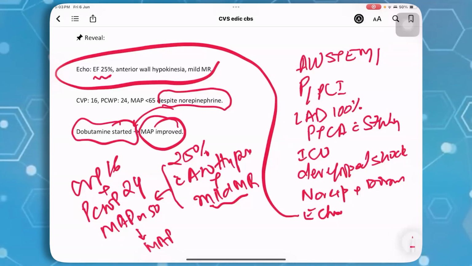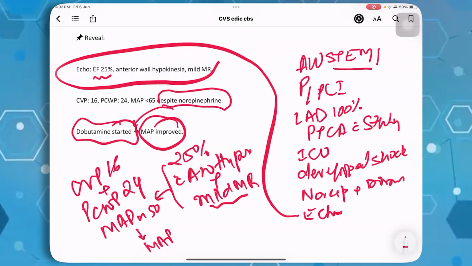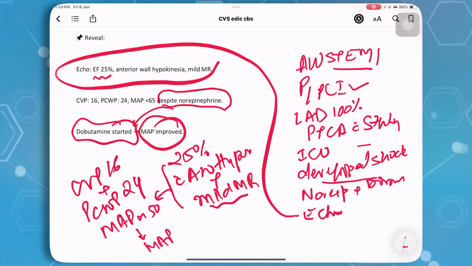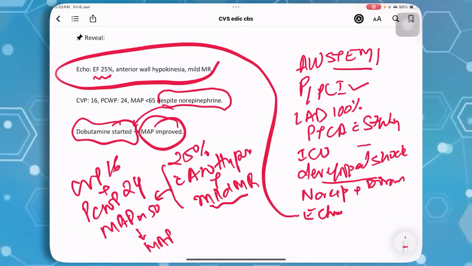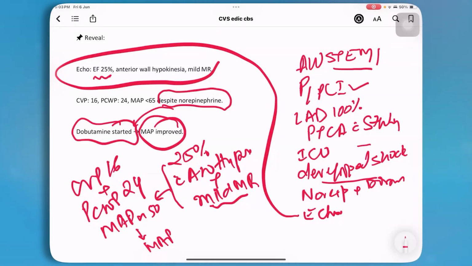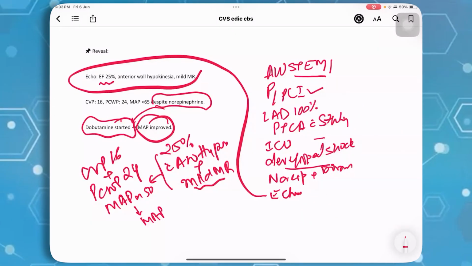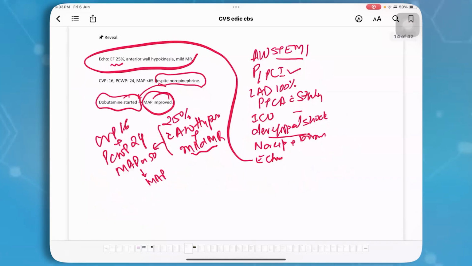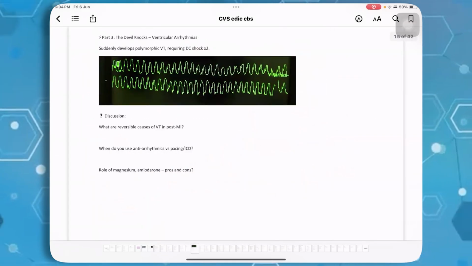So whatever started with anterior wall STEMI, a good diagnosis, a primary PCI, LAD stented, and in ICU, the patient developed a cardiogenic shock. Patient started on norepinephrine and dobutamine. The MAP has improved. The urine output has improved. So the patient, we feel, is now, thank God, a bit stable. Now the patient is better. Only on inotropes, the patient is better.